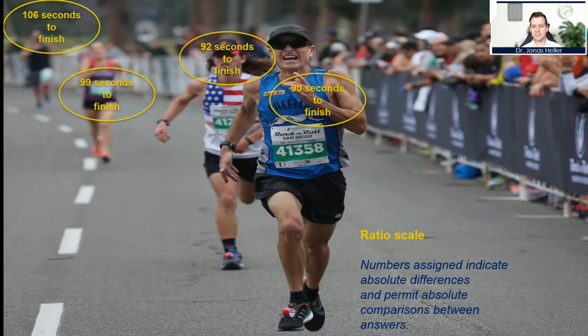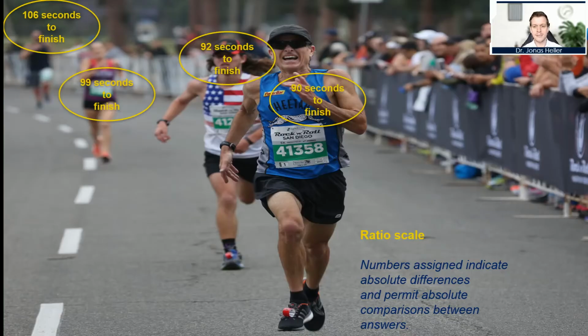And these numbers indicate absolute differences between the runners, and they also permit absolute comparison between the runners. It means we know that runner 1 is 2 seconds faster than runner 2. If you think back about interval scaling, then we don't know whether there was an absolute difference between those two runners because they were both rated equally fast.